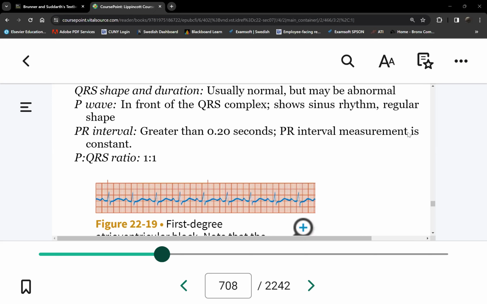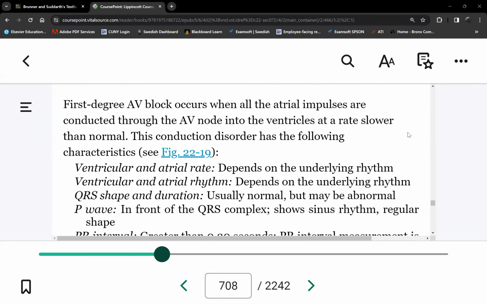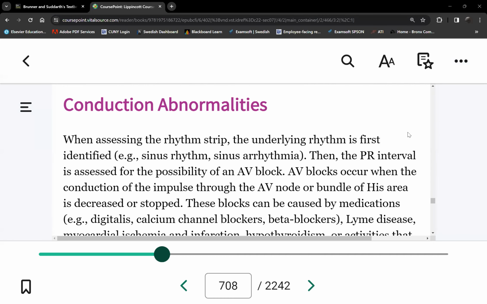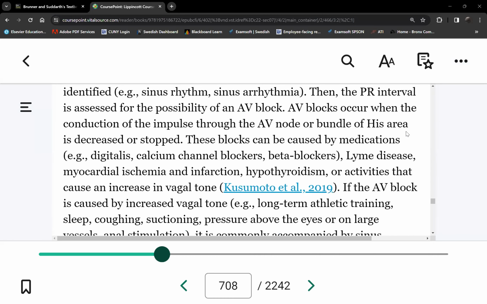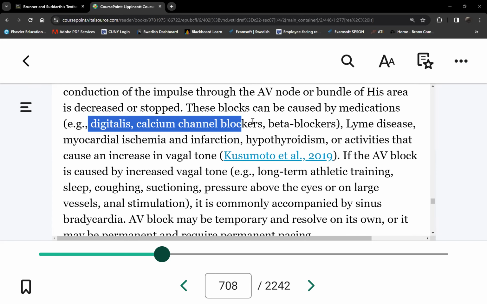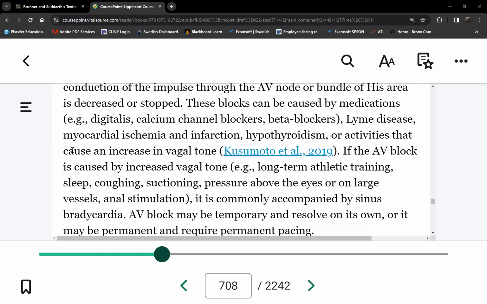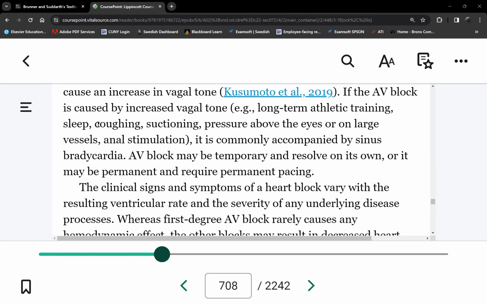So what do we do if we see, let's look at the causes first. So what can cause the first degree heart block? The causes are mentioned here. So it's either these drugs, because the patient's taking calcium channel blockers or beta blockers, or taking digoxin, a negative inotropic drug, Lyme disease, MI, heart attack, hypothyroidism, or let's say giving birth to a big baby, for instance, vasovagal response, or vomiting. Okay, so these are other causes.